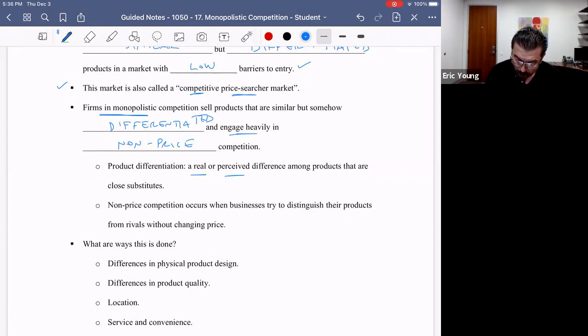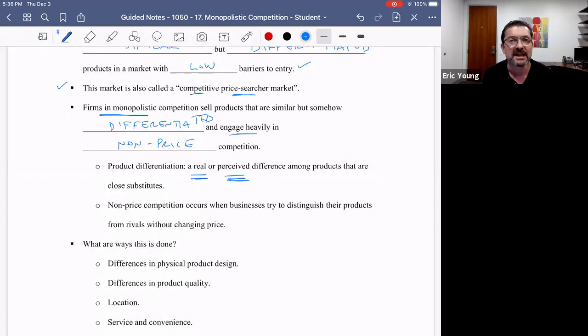Critically, while most of the time differences are real, sometimes the differences are strictly perceived. A lot of times in those cases, you'll see firms in this industry really try to engage in advertising that is persuasive to get you to attach some sort of emotional connection to a product, because really there's no real difference between their product and a rival product. So they try to create this perceived difference.